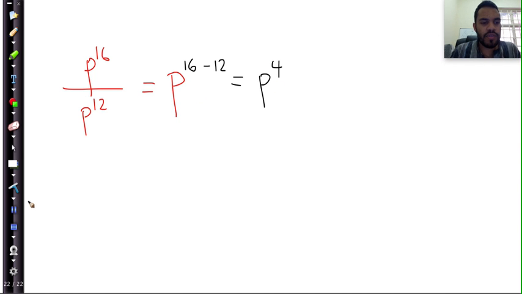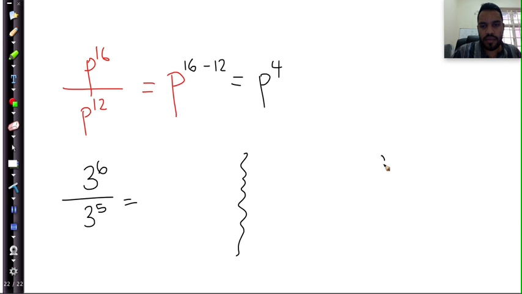Now here's a few examples for you to consider. 3 to the power of 6 divided by 3 to the power of 5. Give me the solution over there. Okay, then I'm going to put another one over here quickly. Let's make it 7 to the power of 8 divided by 7 to the power of 2, and you can tell me what that solution is going to be.